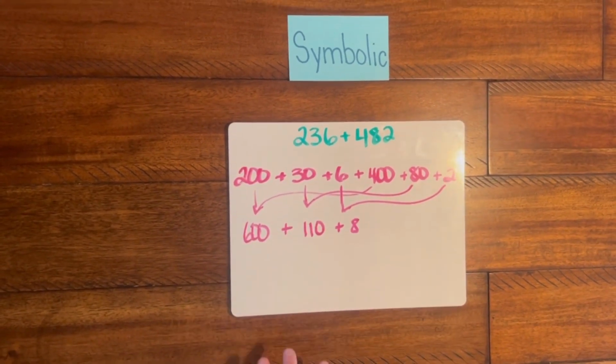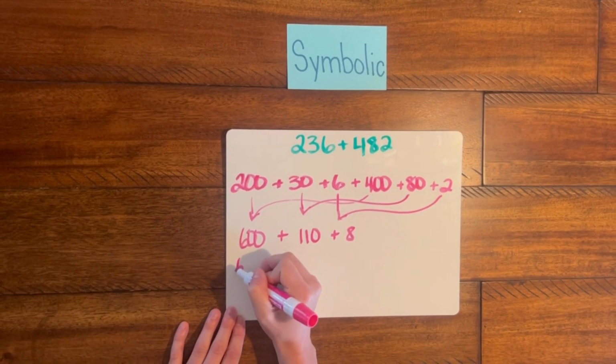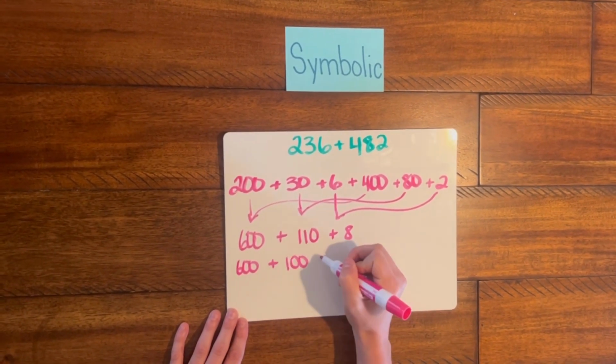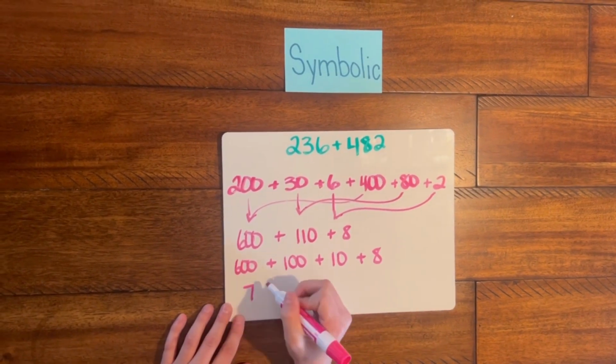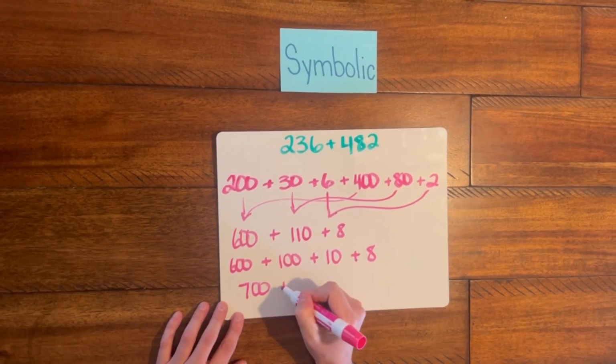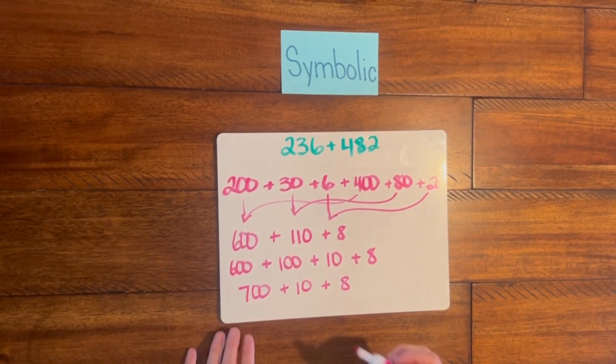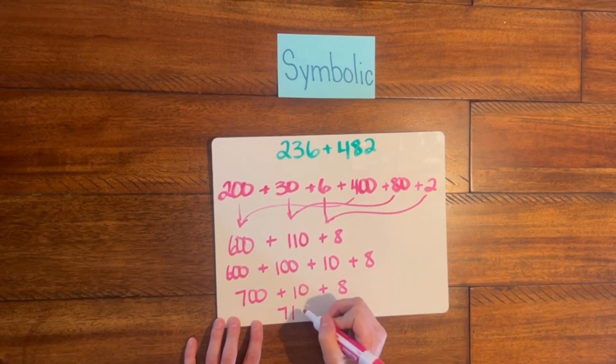So 110 is a little bit tricky again, so we're going to break that down again into simpler terms. So 600 plus 100 plus 10 plus 8. So then we can easily see that 600 plus 100 is 700, 10, and plus 8 is 718.